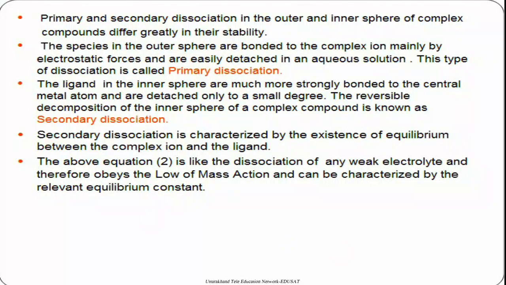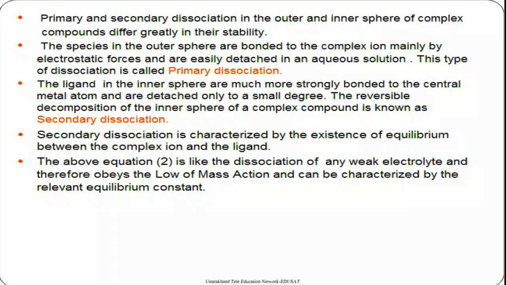The species in the outer sphere are bonded to the complex ion mainly by electrostatic forces, that is ionic bonding, and are easily detached in an aqueous solution. This type of dissociation is called primary dissociation, as we already discussed earlier. The ligands in the inner sphere are much more strongly bonded to the central metal atom and are detached only to a small degree. The reversible decomposition of the inner sphere of a complex compound is known as secondary dissociation.